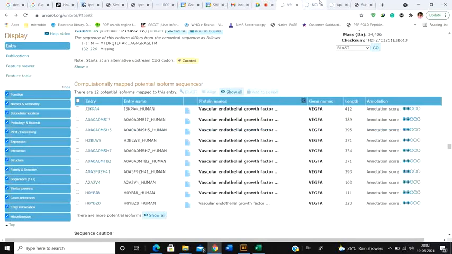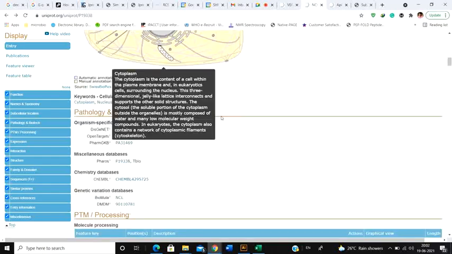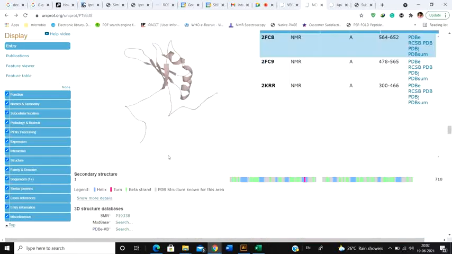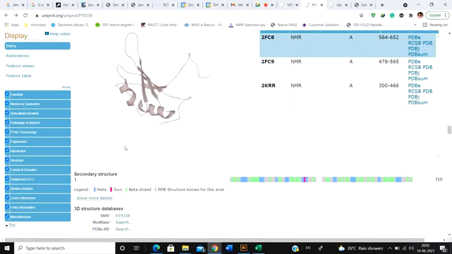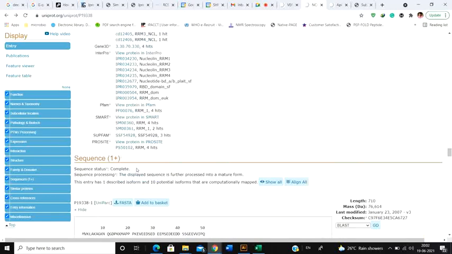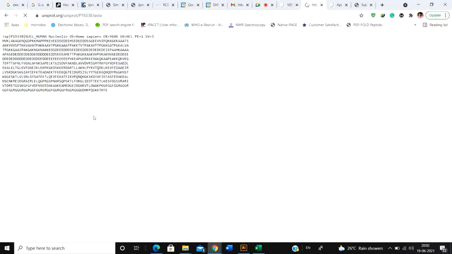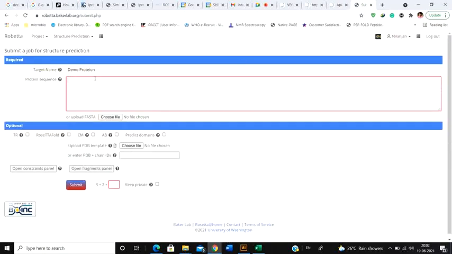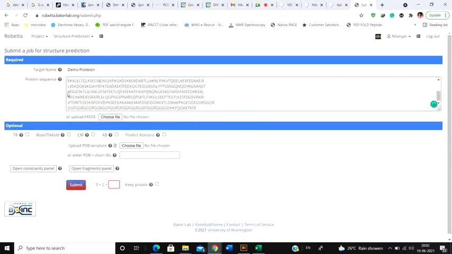Suppose I am having this particular protein. This is the protein that I want to express. Though the structure of this protein is already solved, suppose there is a protein whose structure is not solved. Obviously you have to have the FASTA sequence, the protein sequence. You copy the protein sequence and simply submit it here. You are not giving the FASTA header, only the protein sequence.